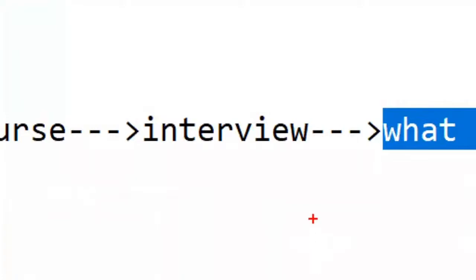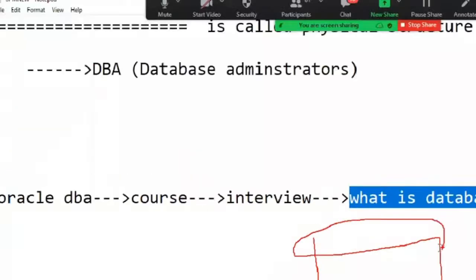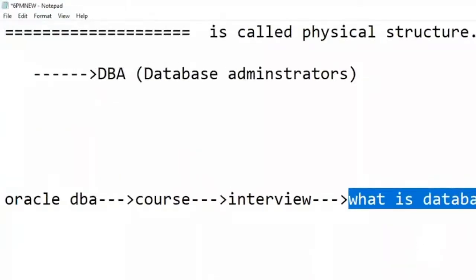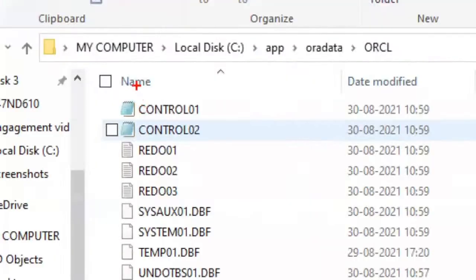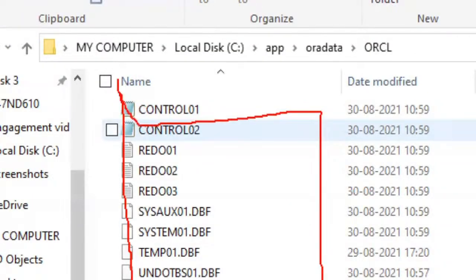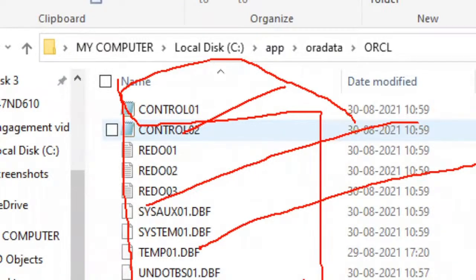Whenever I'm installing Oracle software, automatically some physical files are created on a disk, and that is visible. Observe here: data files, control files, redo log files are there or not. That's why what I'm telling is that a database is a collection of data files, control files, redo log files, and that is original. There is a physical place in the C drive, D drive, where data is stored.